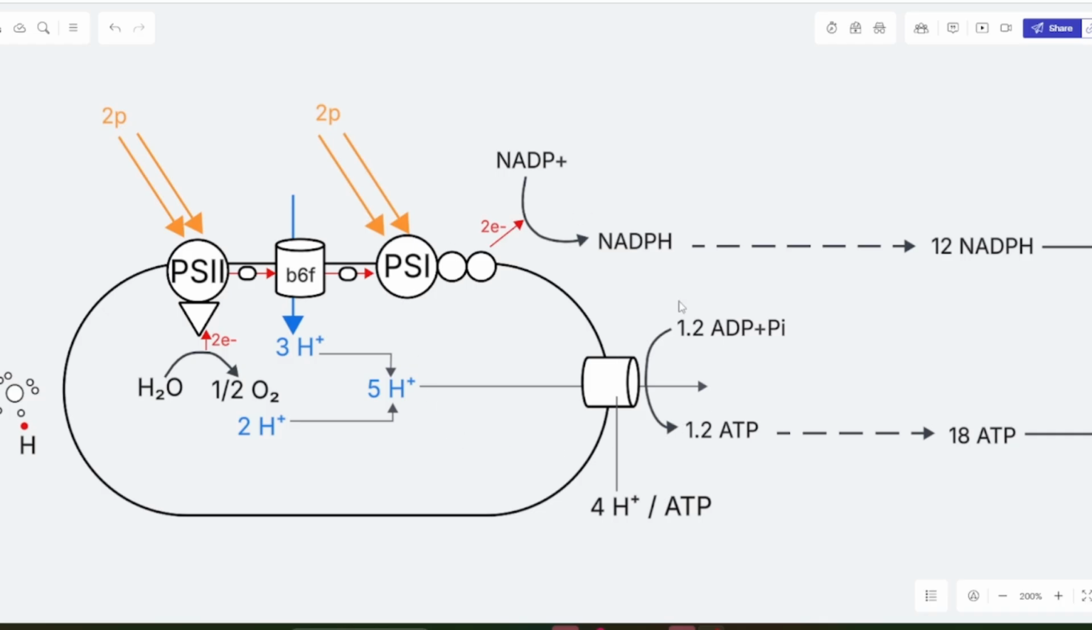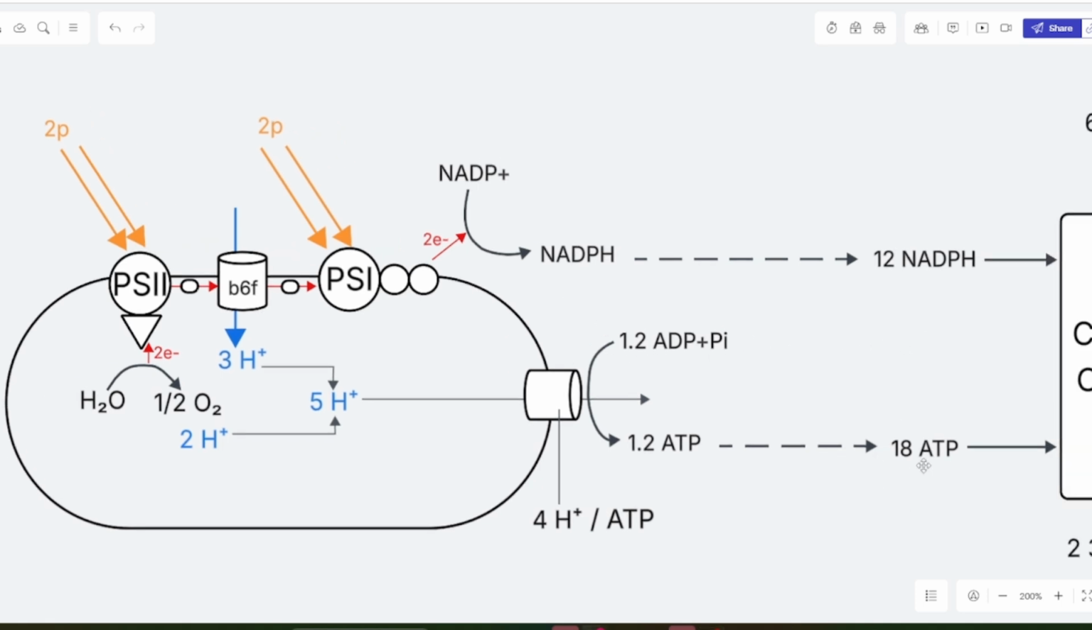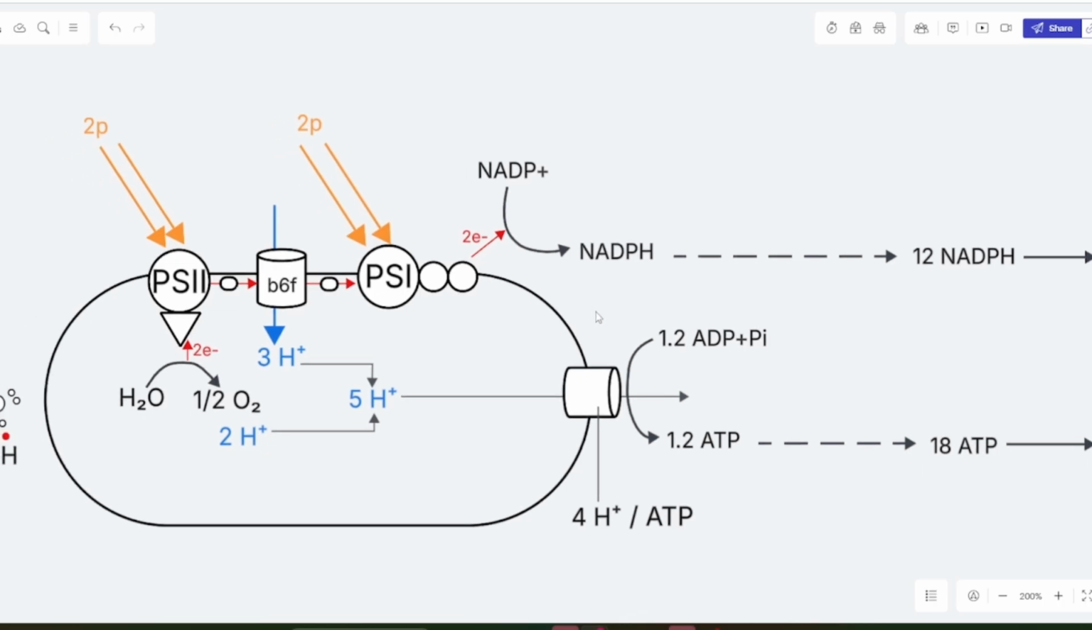So how do the thylakoids deal with this mismatch? On the one hand, the light reactions seem to be producing 1.2 ATP per NADPH. On the other hand, the dark reactions require 1.5 ATP per NADPH produced. So the way that the plants are going to do this is actually by something called cyclic electron flow.